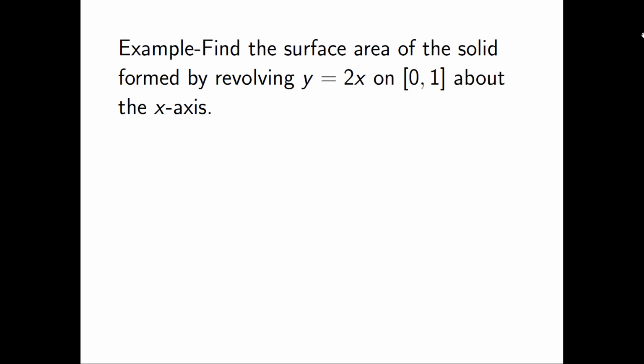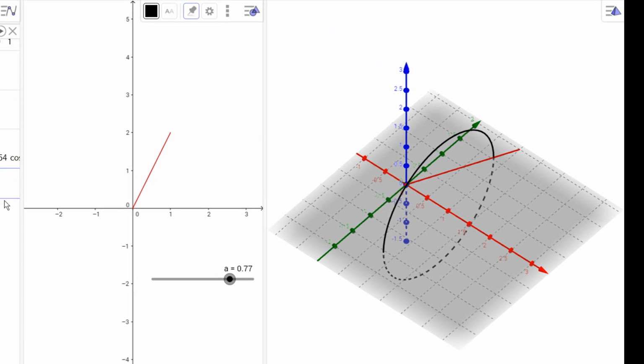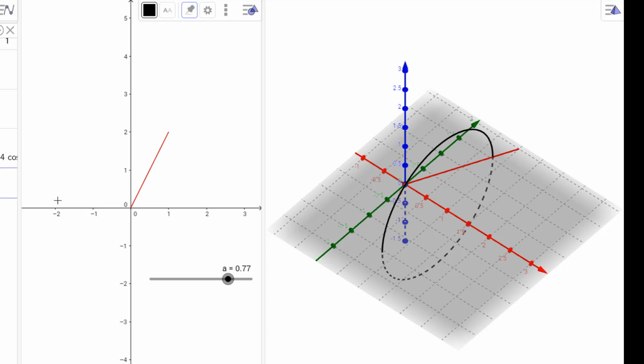Okay, so let's take an example. Find the surface area of the solid formed by revolving y equals 2x from 0 to 1 about the x-axis. Okay, maybe before we actually look at it, we'll have a little look at a picture. So looking at the picture here, we've got the 2D version. So obviously the function is just y equals 2x. It's a very simple function from 0 to 1.